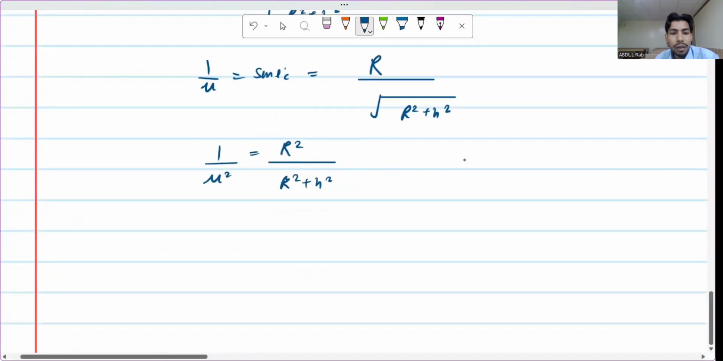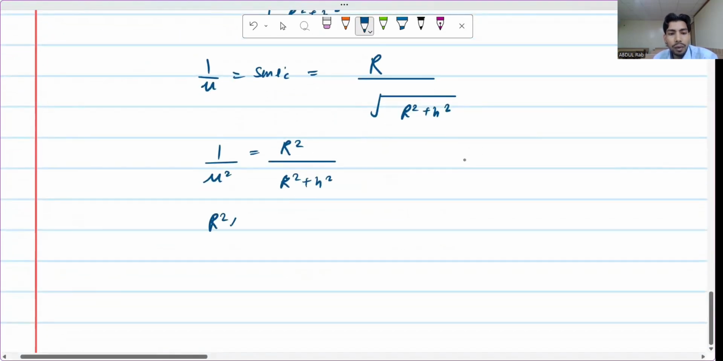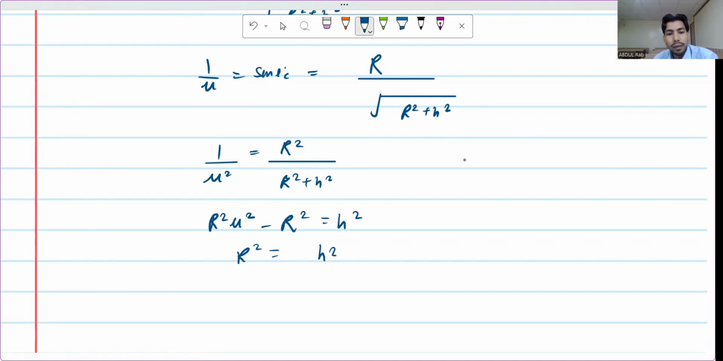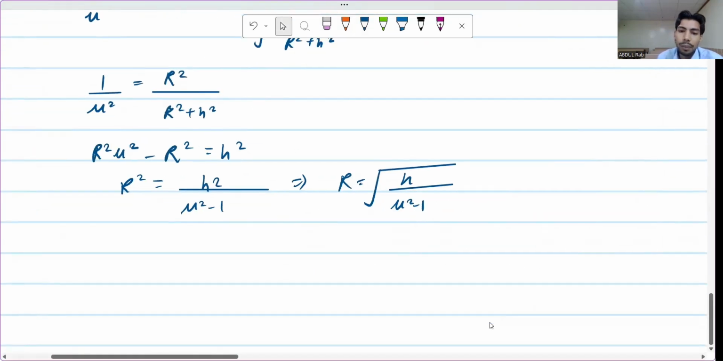When you further solve this, you will get R square mu square minus R square equal to H square. That will give you R square equal to H square divided by mu square minus 1. Right? That will correspond to R equal to H divided by root over mu square minus 1. That is the radius of this Snell's window. I hope you got it.